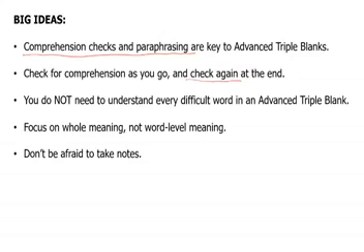And again, you do not need to understand every difficult word in the advanced triple blank. You saw that I walked you through ways to make educated guesses at what the correct words are, even if you're dealing with some really advanced vocabulary that you're not sure about. And of course, focus on whole meaning. You don't want to just focus on the individual meanings of words, or you can get lost and stumped and hung up on an unfamiliar word or a word you're misinterpreting.